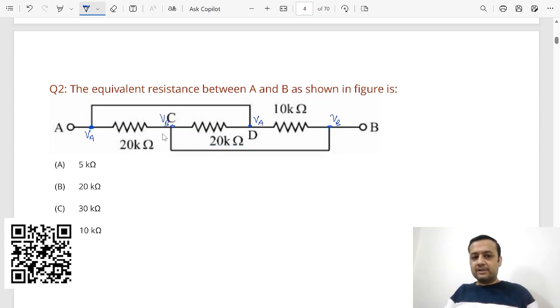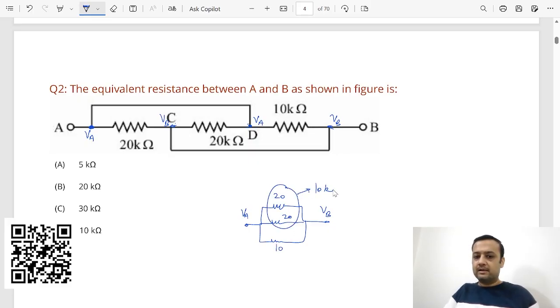Okay, so that means, if you understand, all the resistors are connected in parallel. For example, this 20 kilo ohm is connected between VA and VB. This 20 kilo ohm is also connected between VA and VB, and this 10 kilo ohm is also connected between VA and VB. So each of these three resistors is connected between the same 2 points, VA and VB. Okay, so all of them are in parallel, right? So this 20 and 20 when combined in parallel will become 10 kilo ohm, and then this 10 kilo ohm and 10 kilo ohm will become 5 kilo ohm. All right, so the equivalent resistance will be 5 kilo ohm.